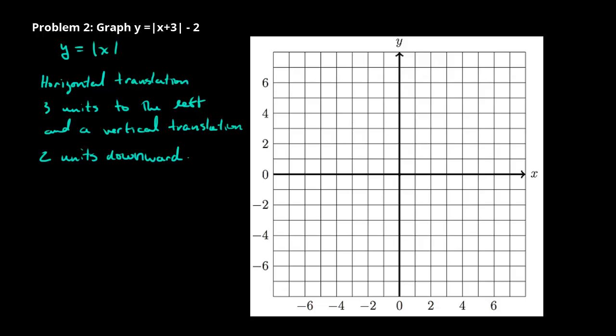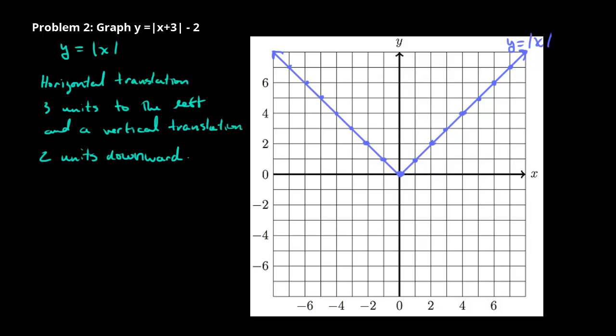So let's graph y is equal to the absolute value of x. Remember that y is equal to the absolute value of x looks something like this. It's y is equal to x when x is equal to or greater than 0, and it's y is equal to negative x when x is less than 0. So this is the graph of y is equal to the absolute value of x.